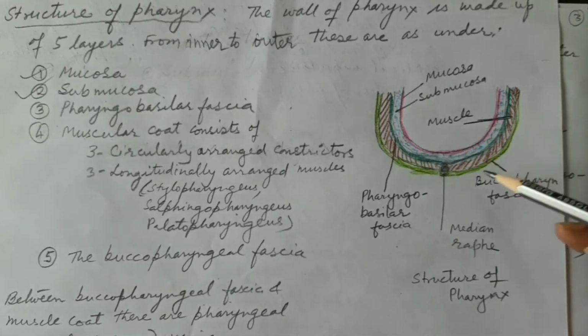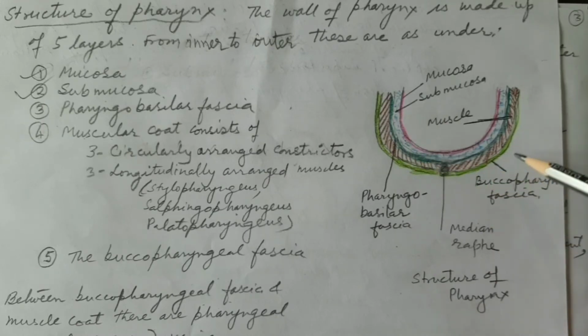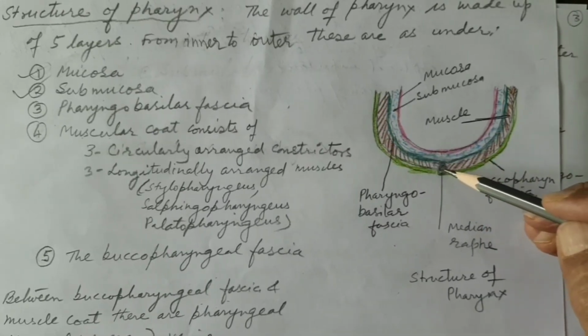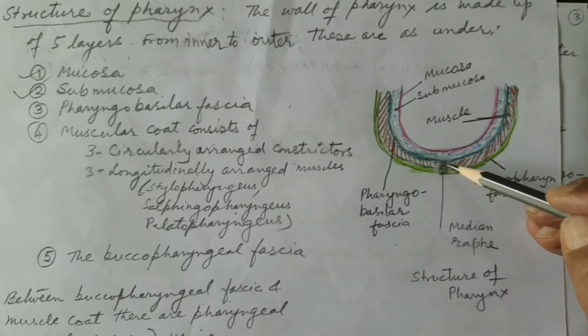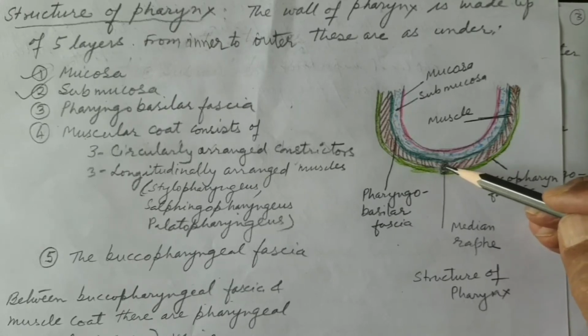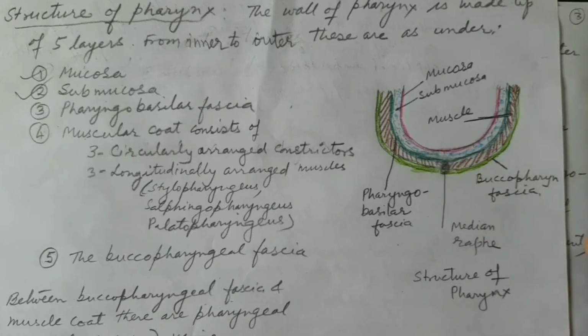Now coming to the last, outermost layer, which is covering this muscle coat, and that is called the buccopharyngeal fascia. Again I have shown you in the green color the outermost layer. All these muscles and fascia in the midline posteriorly are attached to the median raphe, and this median raphe is a fibrous band which extends from the base of the skull and fades away, going right up to the lower margin of the inferior constrictor muscle. That means it goes right up to the level of the 6th cervical vertebra.